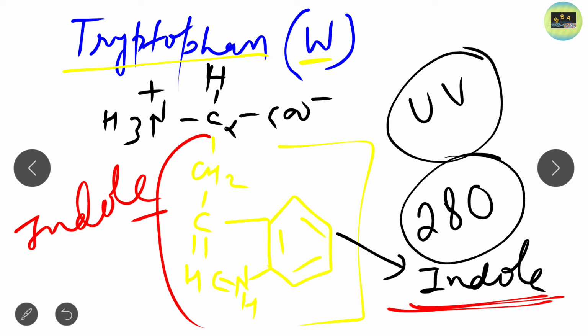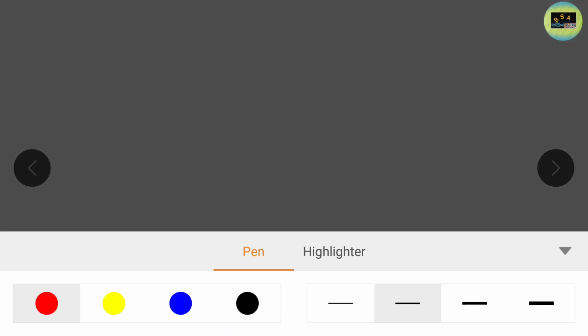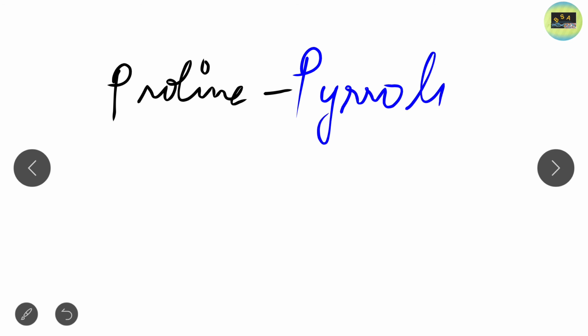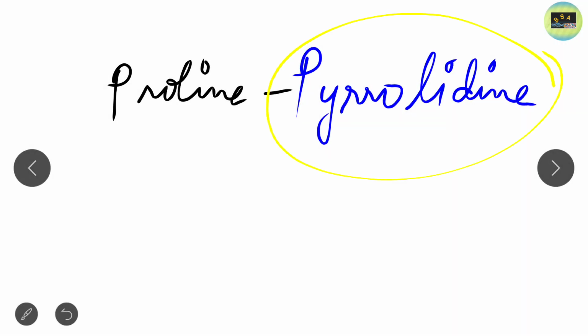And another thing is that the side chain of proline is known as pyrrolidine. Clear? Pyrrolidine. So these are the two things that I had to discuss. The side chain of tryptophan is indole and the side chain of proline is pyrrolidine.